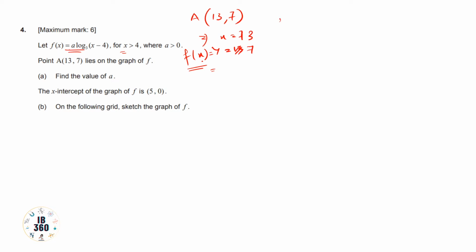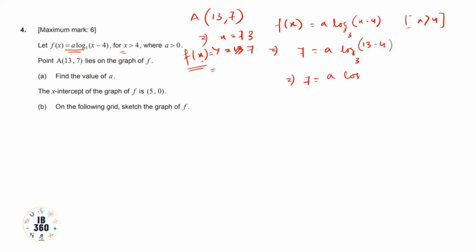So f(x) equals a log base 3 of (x minus 4), for all x greater than 4. Now we will use f(x), the value of f(x) is 7. So 7 equals a log base 3, the value of x is 13 minus 4. So from here we are getting 7 equals a log base 3 of 9. So now we just have to find out this answer only. After that our problem will be solved.